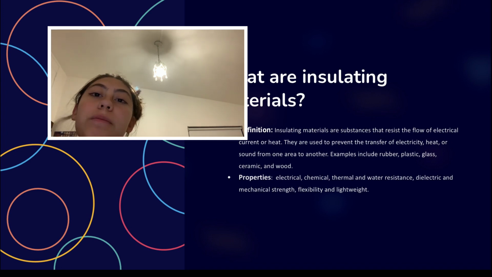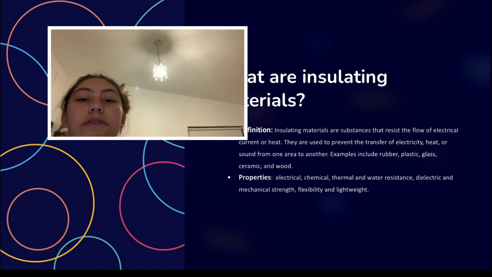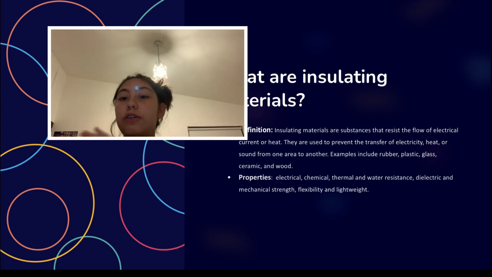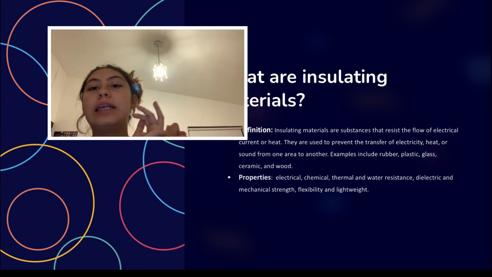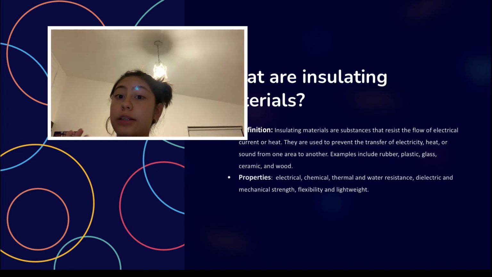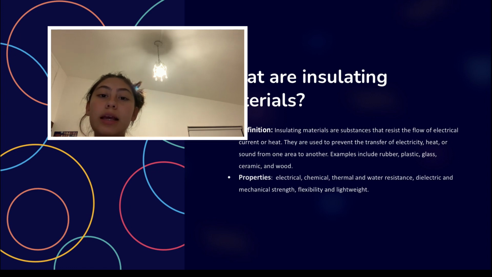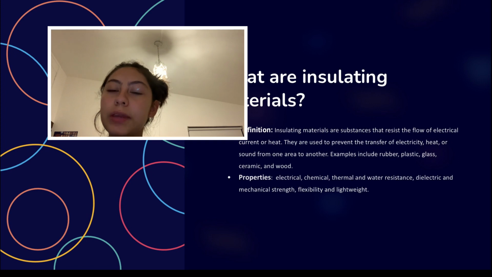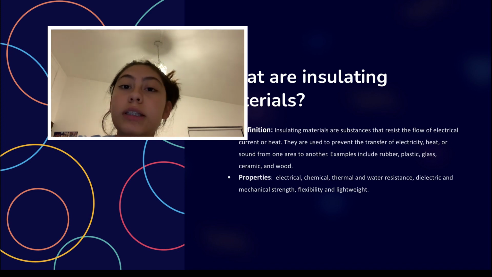Then they have thermal resistance. Insulating materials resist the flow of heat. They have a low thermal conductivity, which means they do not easily transfer heat from one side to the other. And this property is essential for materials used in thermal insulation to maintain desired temperatures in buildings, appliances, and industrial processes, also in houses. For example, wood is very good at keeping the indoor temperature in houses.